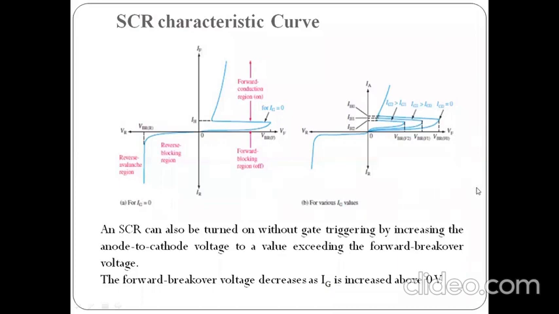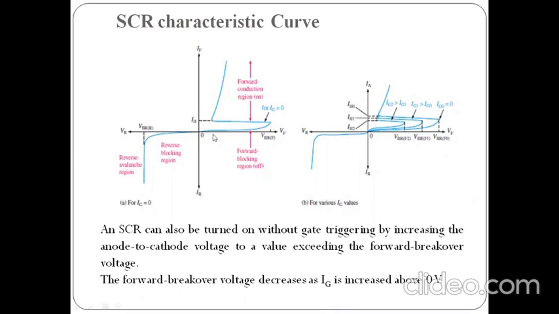The SCR characteristic curve is shown in the figure. Like a four-layer diode, an SCR can also be turned on without applying a gate triggering pulse, just by increasing the anode to cathode voltage to a value exceeding the forward breakover voltage, as shown in the figure.